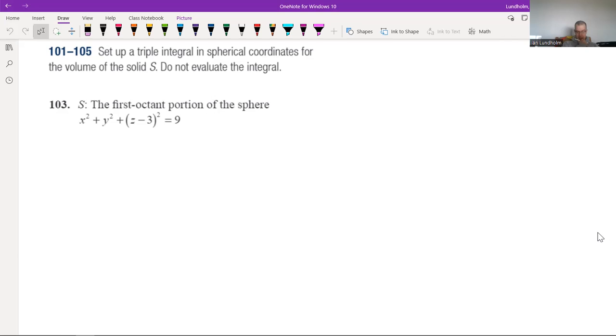I guess the first thing that I'd want to do is translate this equation into spherical coordinates. The first move, I think, would be foiling out this z minus 3 squared into z squared minus 6z plus 9. That's equal to 9.